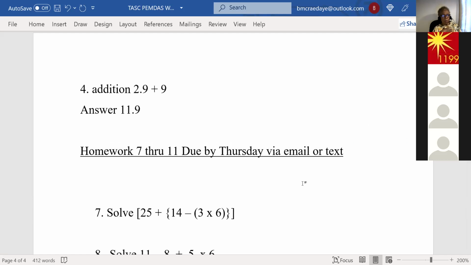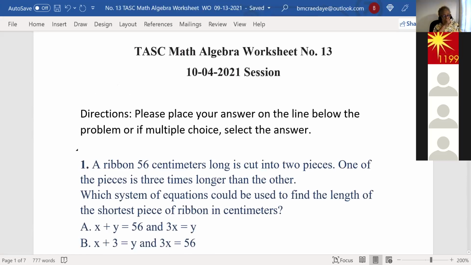Okay. Now let's go to worksheet number 13. All right. Let me just share my screen. Okay, new share. And we want to go to worksheet number 13. Here we go. Now, the first one, can everyone see math algebra worksheet number 13?